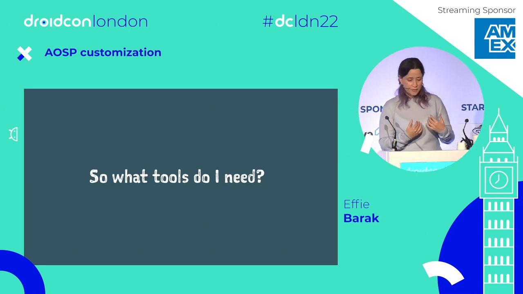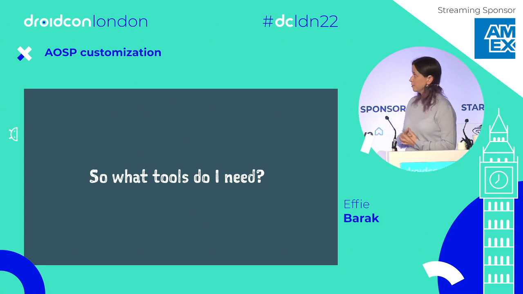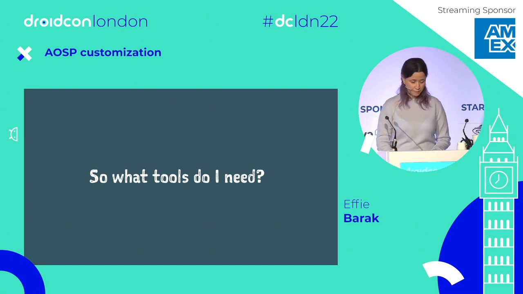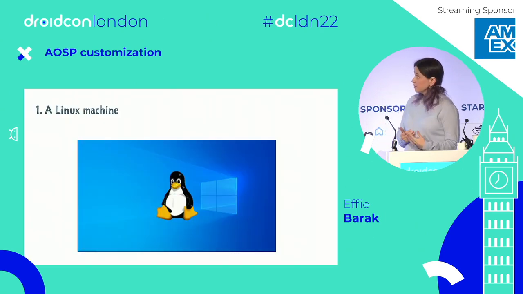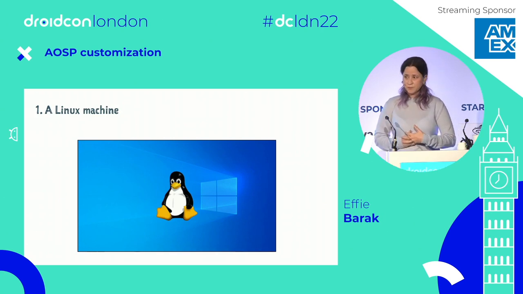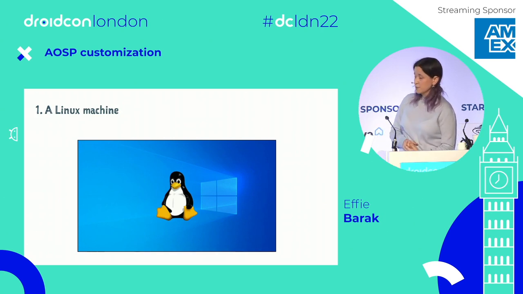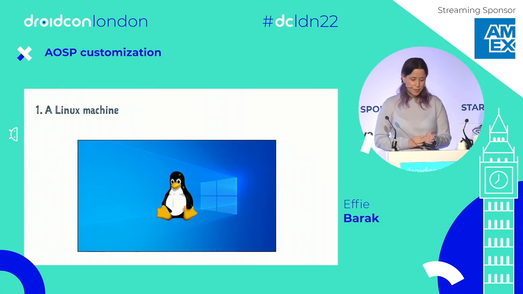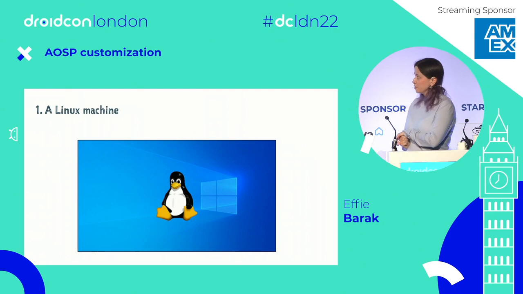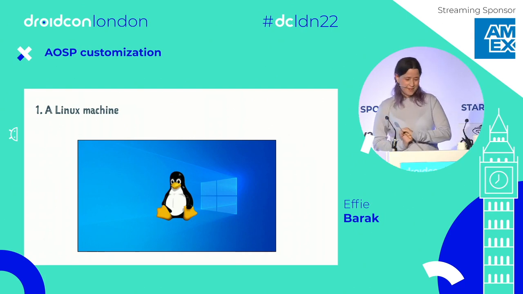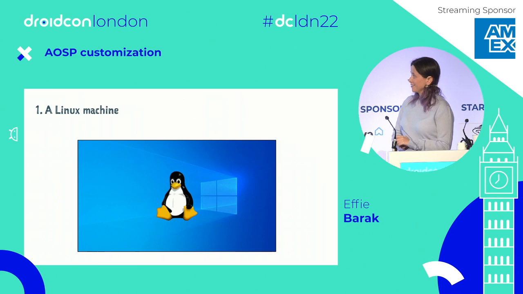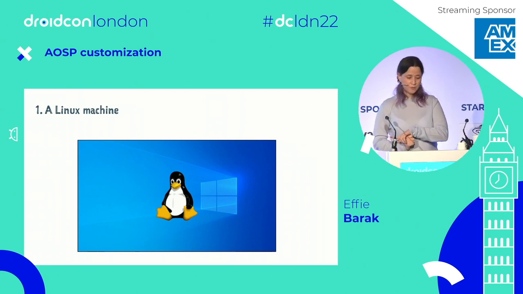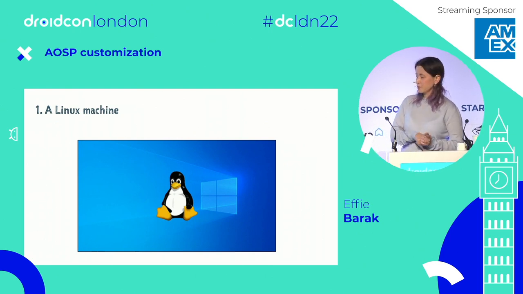So what tools do I need as a sort of indie AOSP developer to get started and develop for AOSP? So the first thing is a Linux machine. AOSP is not currently supported to build on any other platform. And I put the image of the Windows WSL here because it does work. You can build and you can run AOSP on a Linux machine, with the exception that you cannot run the emulator from WSL. WSL is in and of itself a virtualized machine, so you cannot run virtualization on top of virtualization.